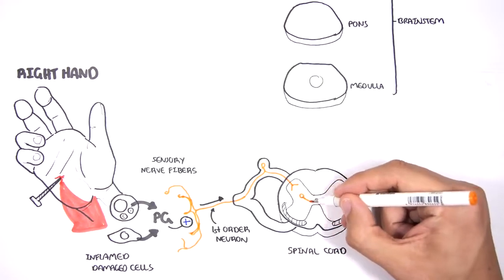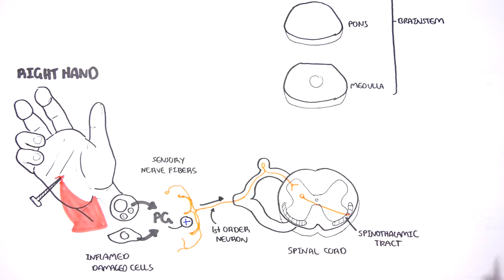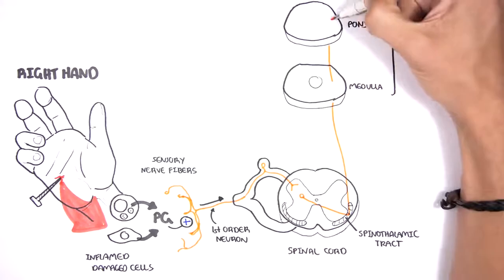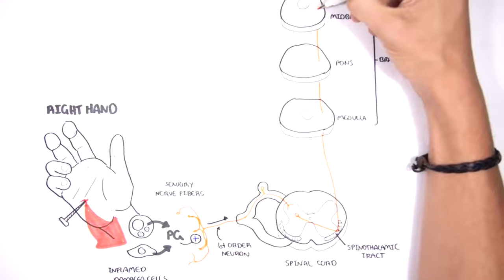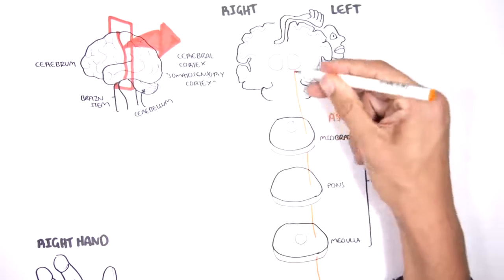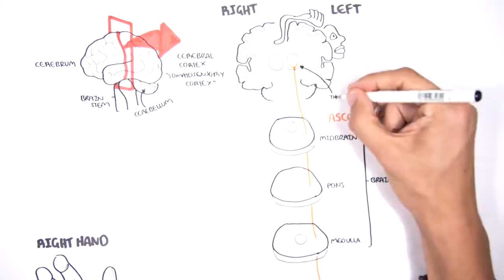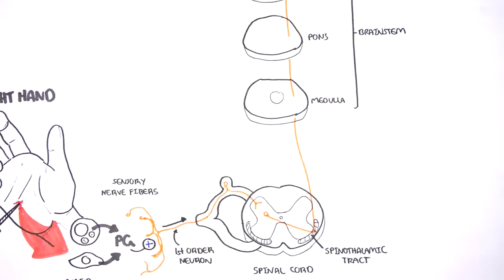the second neuron. This second neuron, called the second-order neuron, will cross over to the opposite side and will enter the spinothalamic tract. From here, the second-order neuron will continue up, ascending through the remaining spinal cord, through the brainstem, and terminate in the thalamus of the brain. The thalamus is the relay station.